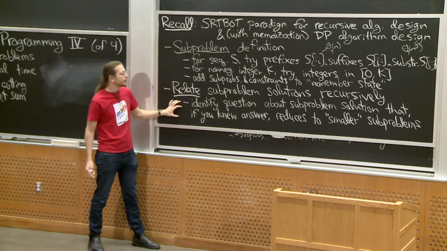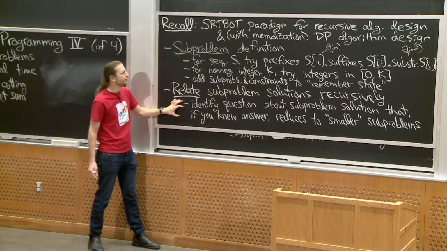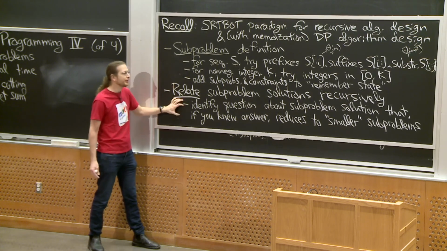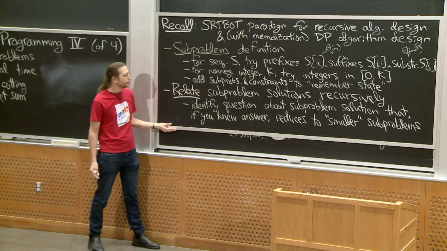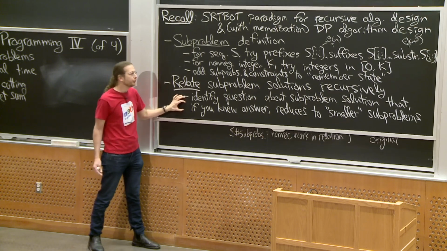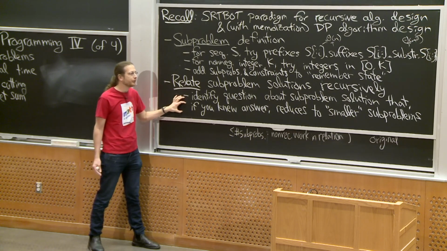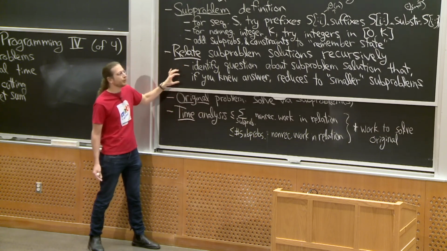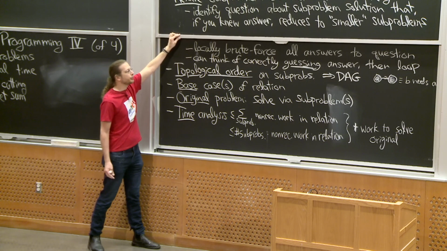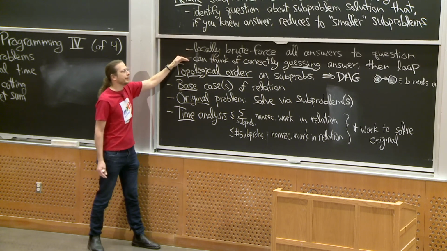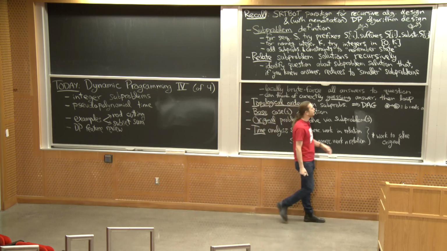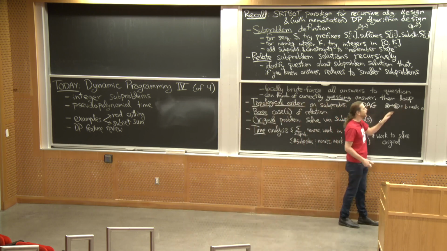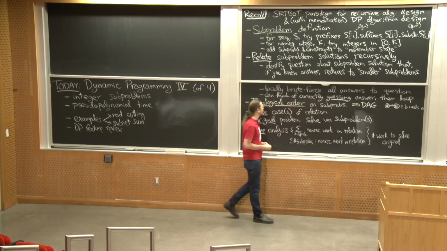And then we relate these subproblems recursively, and this is basically the test of whether your subproblem definition was correct: can you write down a recurrence relation, which is just a recursive algorithm. And there's a nice general procedure for how to come up with these relations, which is to think up some question about the subproblem solution that, if you knew the answer, reduced to smaller subproblems. And then you just locally brute force all the answers to that question, which I like to think of as guessing the answer correctly, and then just directly calling the recursive things. But then at the end, you have to pay for that guess by looping over all possible guesses in order to guarantee that you actually find the right one.